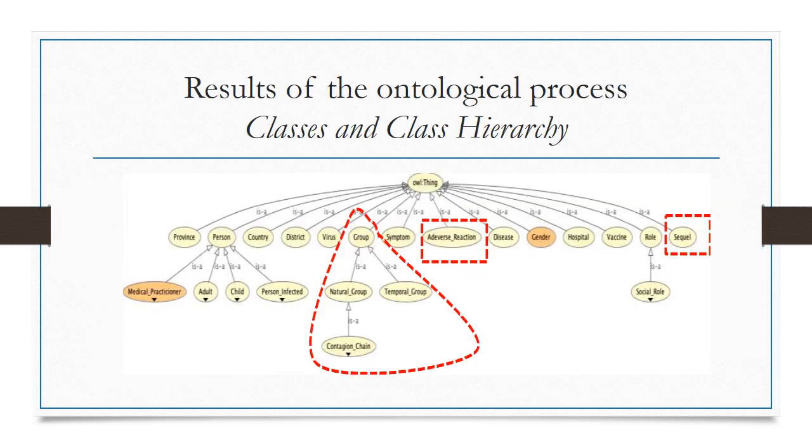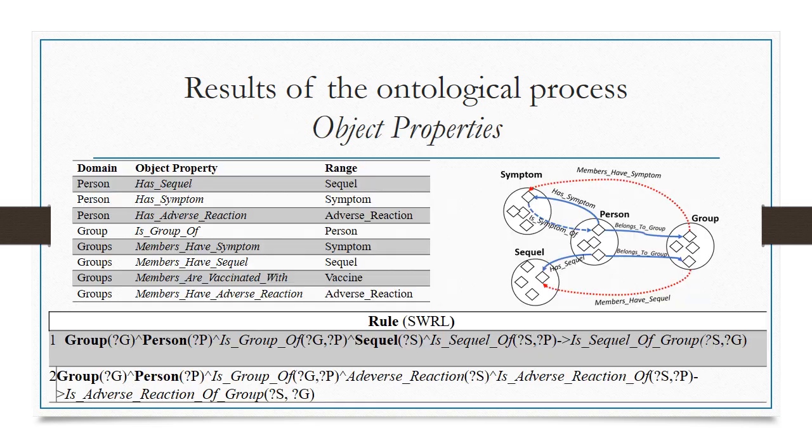Classes are one of the main components of an ontology. This figure shows the class hierarchy. We have highlighted the classes to represent the groups and other relevant concepts for this version of the ontology. Object properties are the other main component in an ontology. In this case, we have created a set of object properties to relate different individuals. For example, the object property hasSQL relates instances of the SQL and person classes.